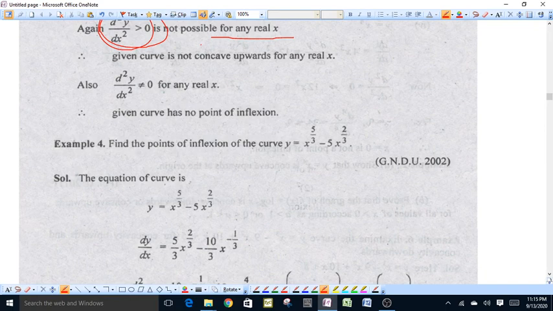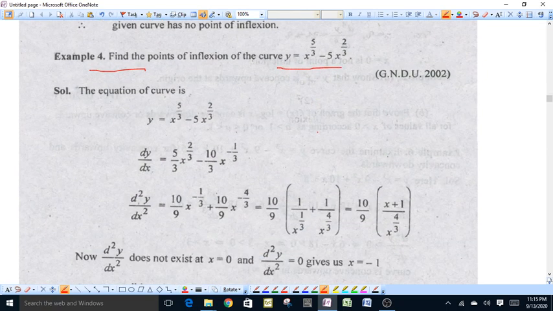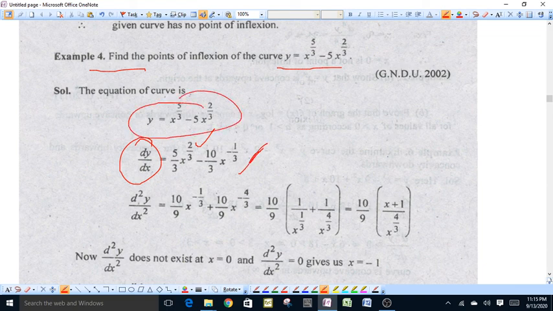Let us take another example. Suppose we have a curve y is equal to x raised to power 5 by 3 minus 5x raised to power 2 by 3. dy upon dx will be equal to 5 by 3 x raised to power 2 by 3 minus 10 by 3 x raised to power minus 1 by 3. We differentiate y with respect to x, then dy upon dx will be equal to this one.